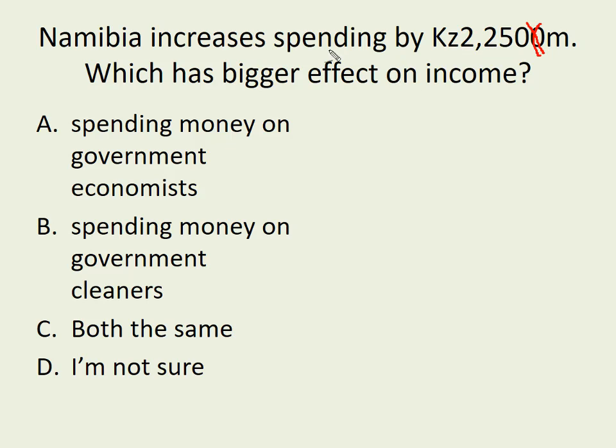And so it's the same country, but the question here is, once they've decided on how much money they want to put into the economy, which is going to have a bigger effect on national income in the short term? Is it spending money on government economists, which seems like a smart idea, or is it spending money on government cleaners? So have a think, for the same increase in government spending, if they direct it mainly this way or mainly this way, which is going to have the bigger effect on income?